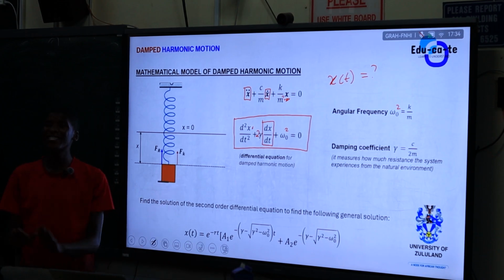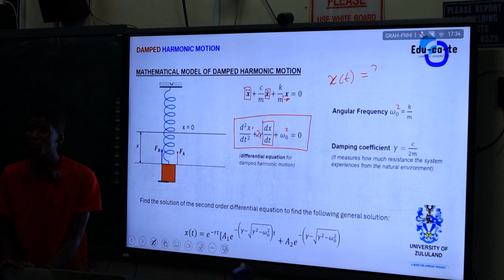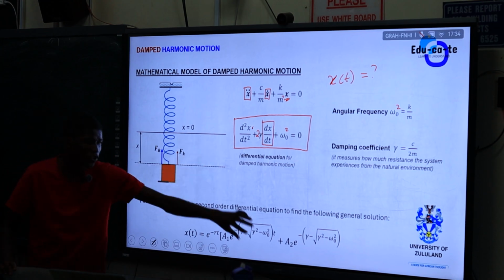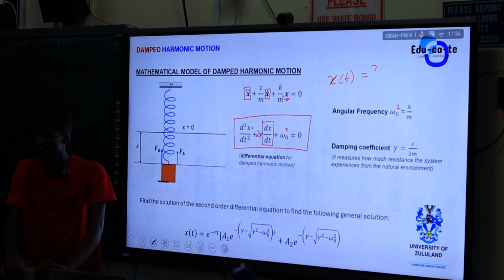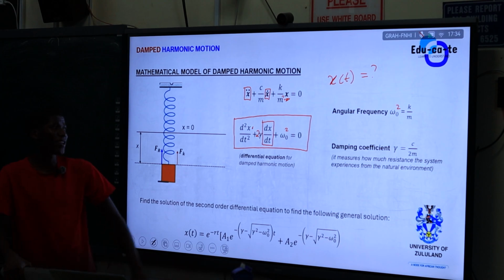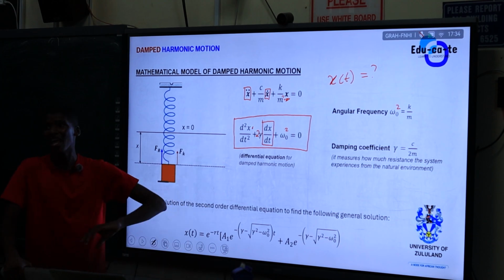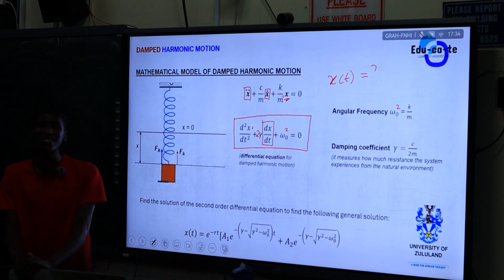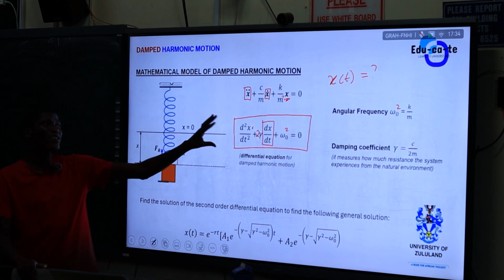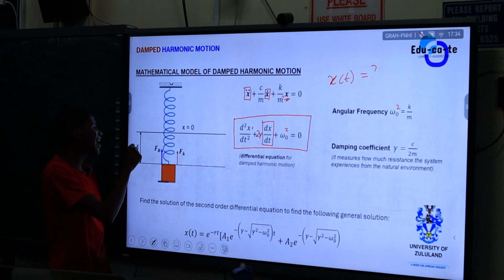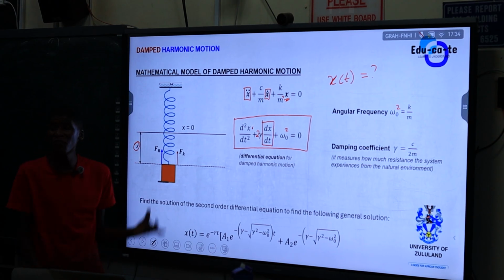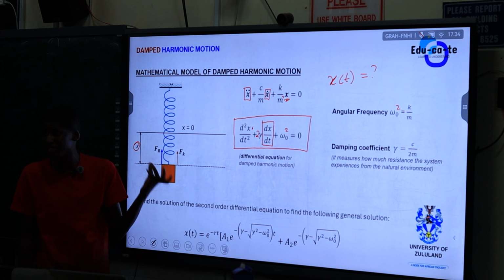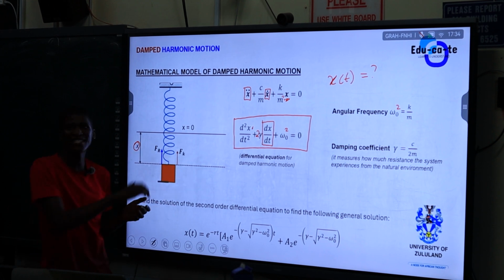But since you are not yet there, don't worry too much about the mathematics from here to here. What do you need to worry about? Worry about understanding that we are doing this differential equation to find the position x as a function of time for this block at any given time, if it's in a damped harmonic motion, if we've got a retarding force.